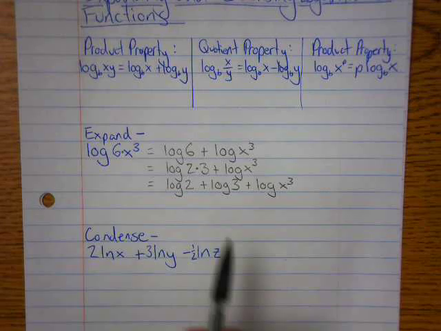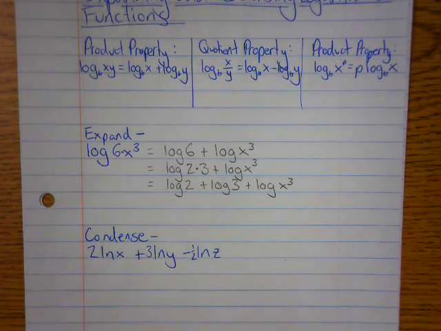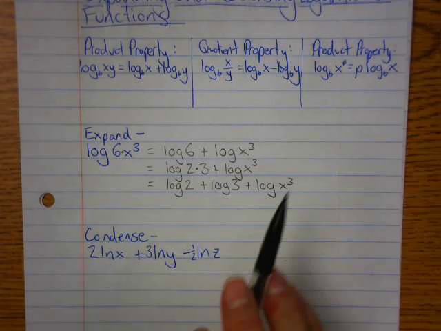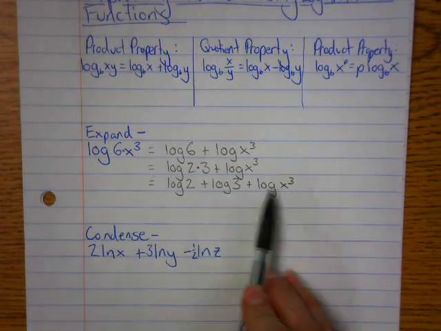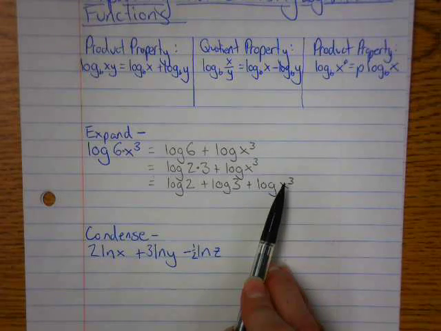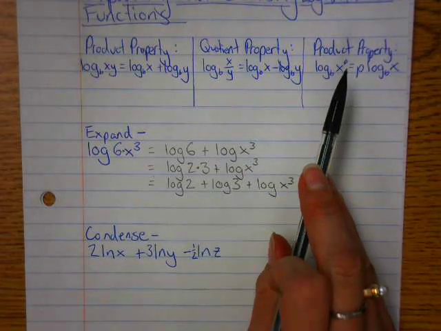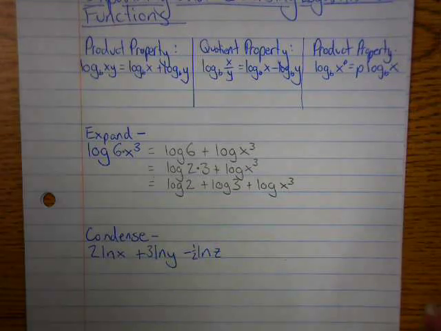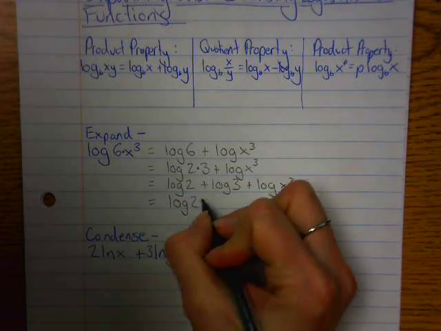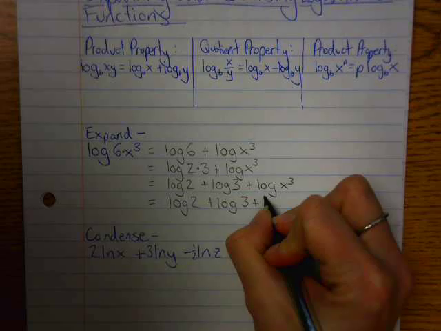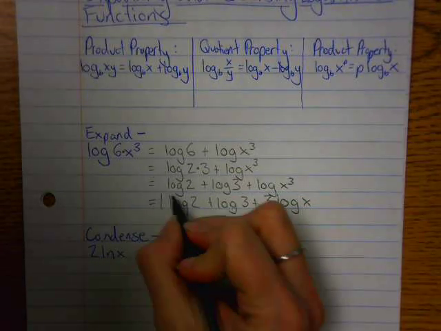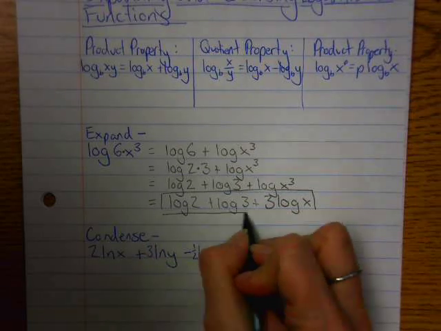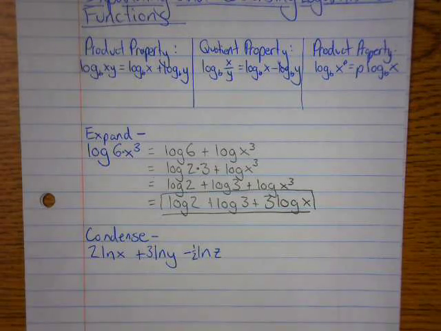Alright, we're getting closer. I don't see anything else that I can do with log of 2, and I can't really evaluate that super easily off the top of my head. 10 to the power of something giving me 2, so I'm going to leave that one alone. Same thing with log of 3, but if I look at this last one, I see that I have a power, so I think that I can use the power property right here to move this cubed, this power, out to the front of my log and do 3 times log of x. So we have log of 2 plus log of 3 plus 3 log of x, and nothing else we can do with that.